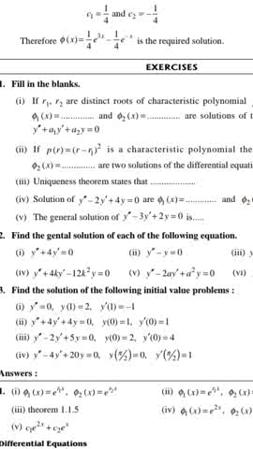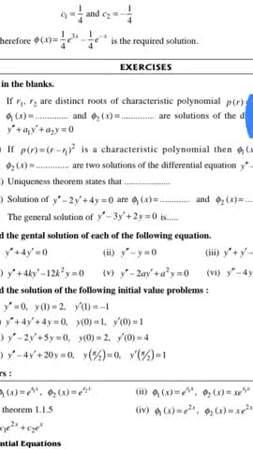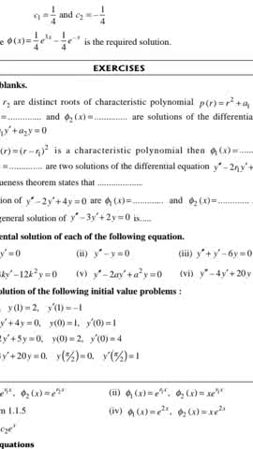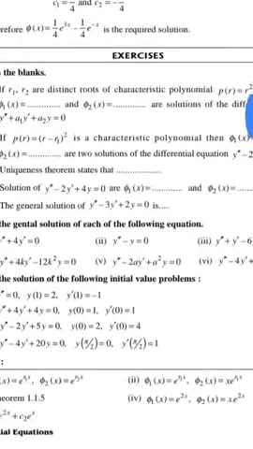Solution of y double dash minus 2y dash plus 4y is equal to 0 is phi 1 of x is equal to e raised to (1 plus root 3)x and phi 2 of x is equal to e raised to (1 minus root 3)x.